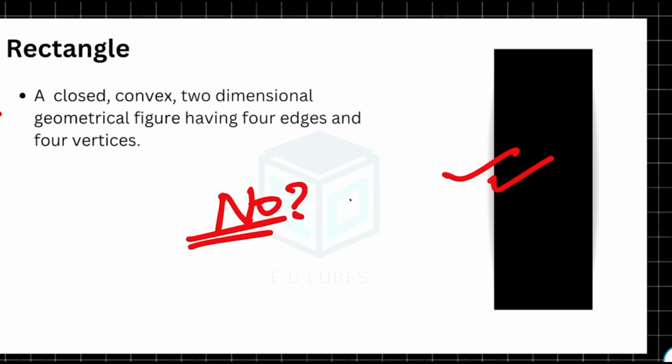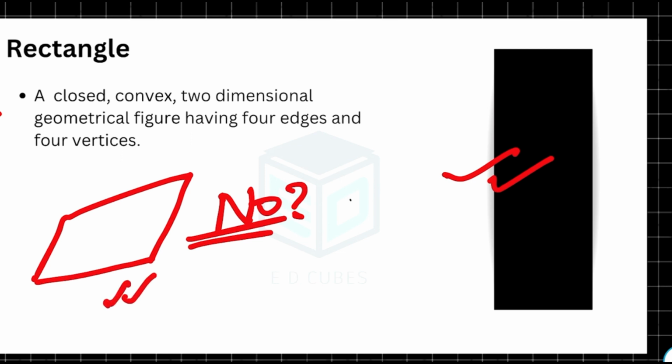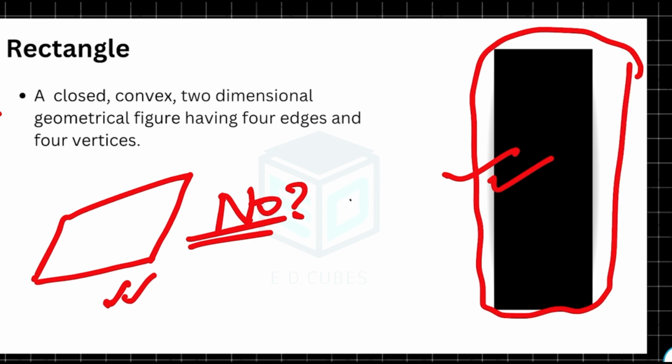Now I'll draw one more figure. Closed, convex, two-dimensional, geometrical figure having four edges and four vertices. Is it a rectangle? No, because a rectangle should look like this. Through the definition I am telling, the listener should imagine a figure like this, and that's when we can say that yes, we have defined that term. So no, that means something is missing.